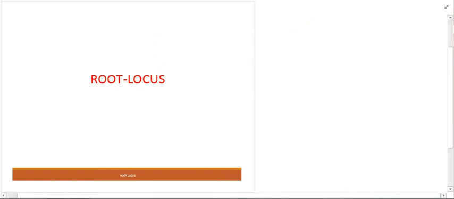Today I am going to discuss the root locus. Today's lecture is based on root locus. We are going to see what the root locus is and what the basic properties of the root locus of any system are. This is the root locus.